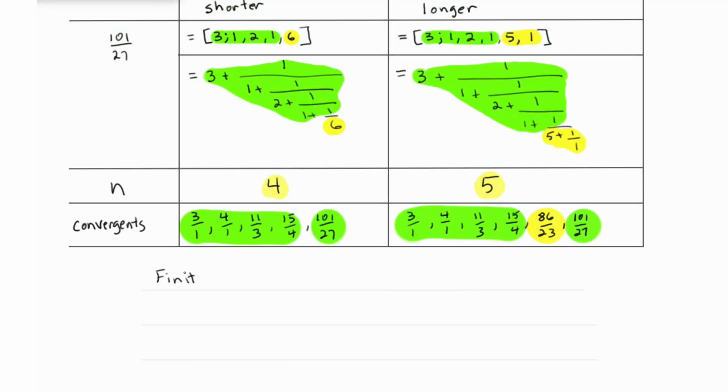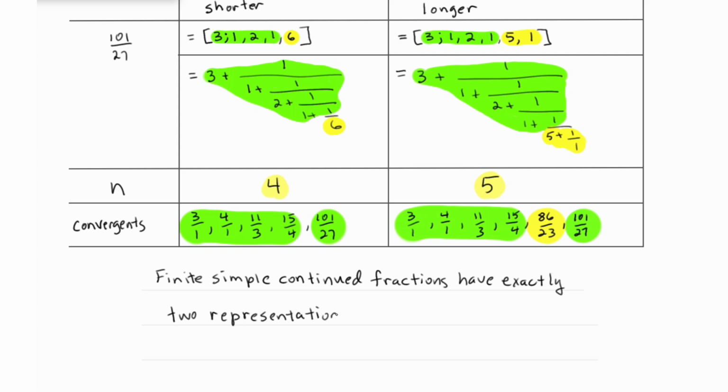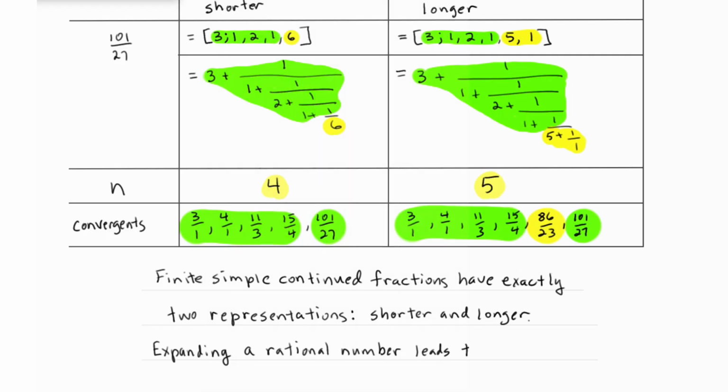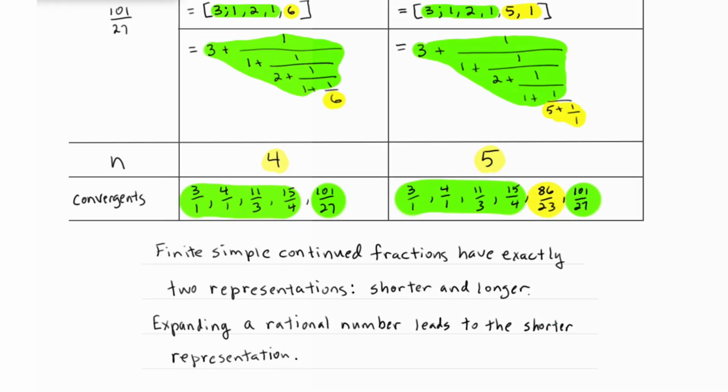A few comments. Finite simple continued fractions have exactly two representations, the shorter and the longer. There aren't any others. Another comment is that when you expand a rational number, the result is the shorter representation. Then you have the ability to convert it to the longer if you like. All of this might seem academic right now, but there is some benefit in having the ability to change the number of terms and the number of convergents. We'll be putting this to use in future videos. We'll see that there are reasons to convert from one representation to the other.